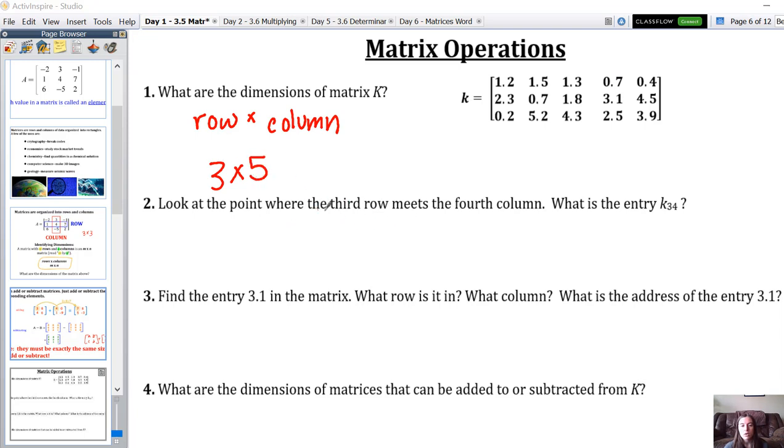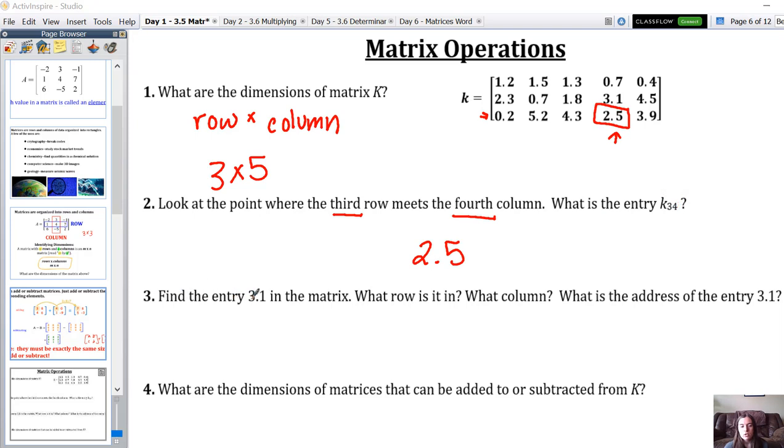The next one says, look at a point where the third row meets the fourth column. So here's the third row, here's the fourth column, and we read this as entry K for matrix K, 3, 4, row 3, column 4, and that entry is 2.5. It's in the third row and the fourth column of matrix K.